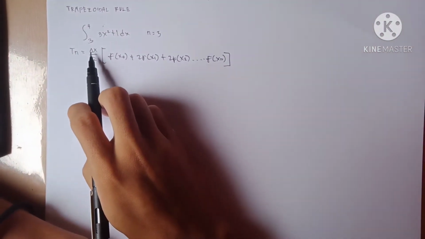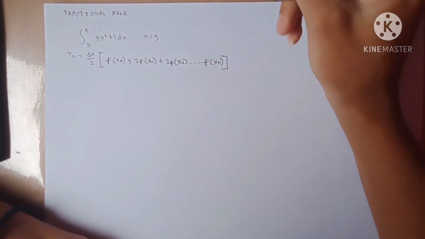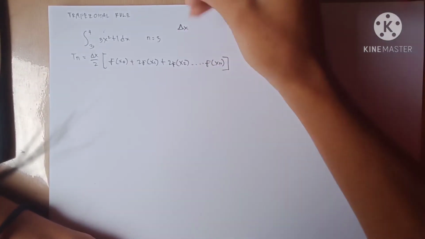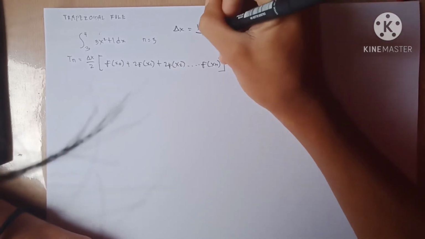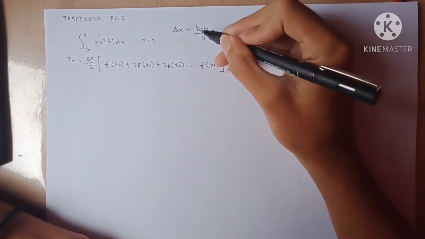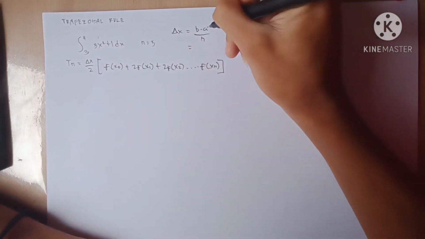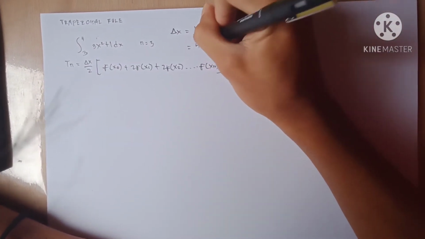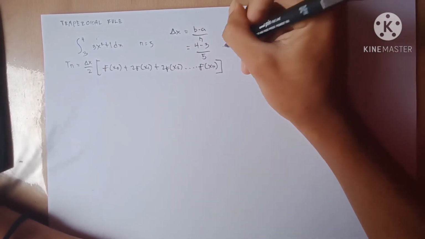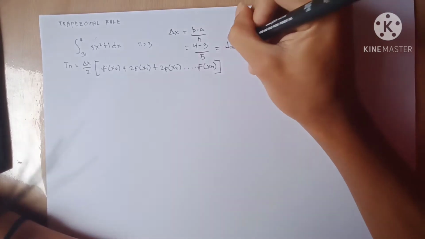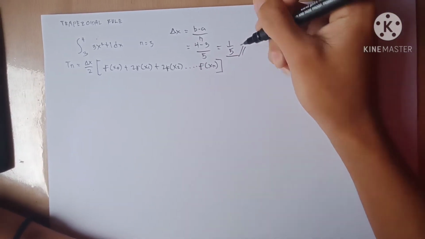Meron tayong dito delta x. To get the value of delta x, we have a formula. Delta x is equal to b minus a all over n. Since we have the value of b, a, and n, substitute: 4 minus 3 all over 5. We get 1 over 5. This is our delta x.